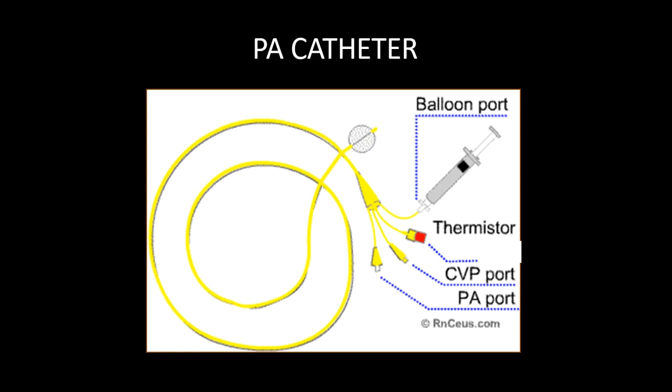Distal means if we talk about from the pulmonary artery side. But if we talk about this area from here, of course this is the distalmost part. So PA port is the distalmost part.